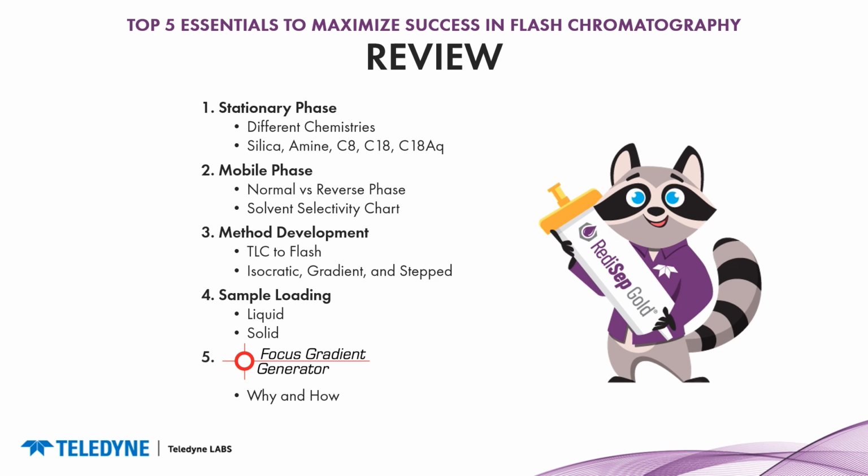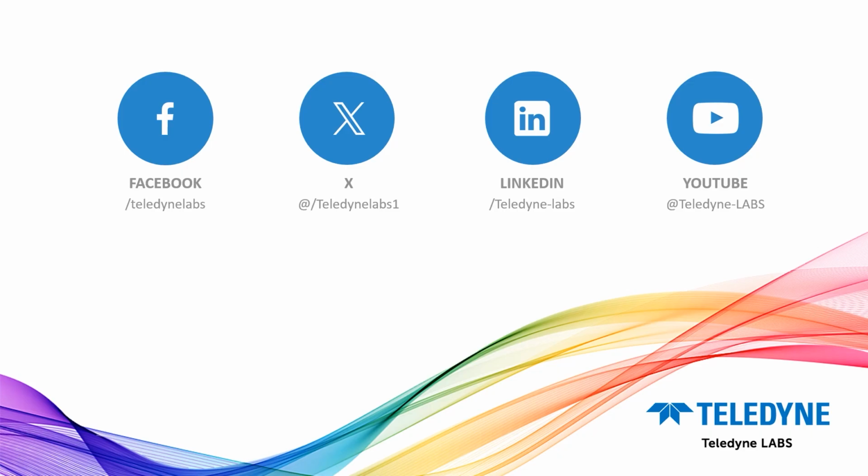We talked about method development, how we can go from a TLC plate and transfer that over to flash chromatography. We talked about isocratic runs, gradient runs, and stepped gradient runs. We also talked about the difference between liquid and solid sample loading. And then lastly, we just covered the focus gradient generator and why you guys should be using that and how you can use it to save you the most time, save you the most money, and just lead you to better chromatography in general. And with that, that will conclude today's webinar.